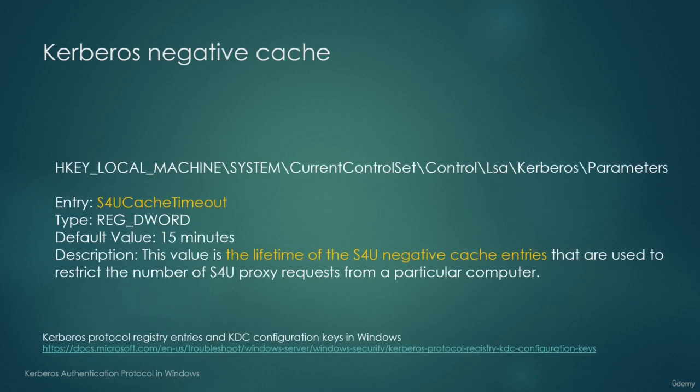Kerberos service for user cache timeout is the lifetime of the service for user negative cache entries that are used to restrict the number of service for user proxy requests from a particular computer. Basically, if a call is made for a non-existent or misconfigured SPN, such as a call for a UPN in a WCF service missing endpoint identity, the Kerberos negative cache will record the requested SPN and will not query the KDC for it for the next 15 minutes to maintain the responsiveness of the server.